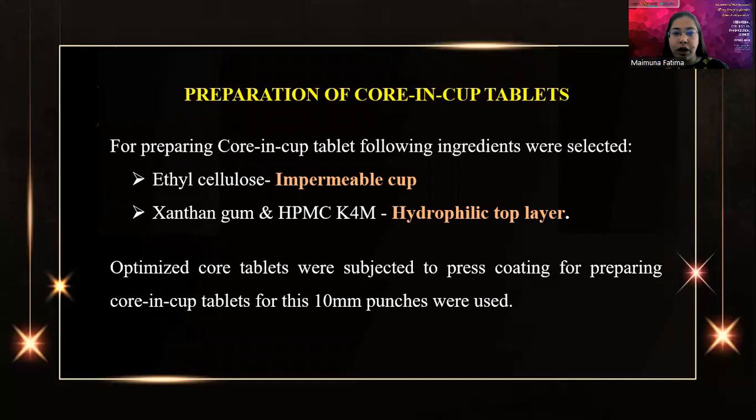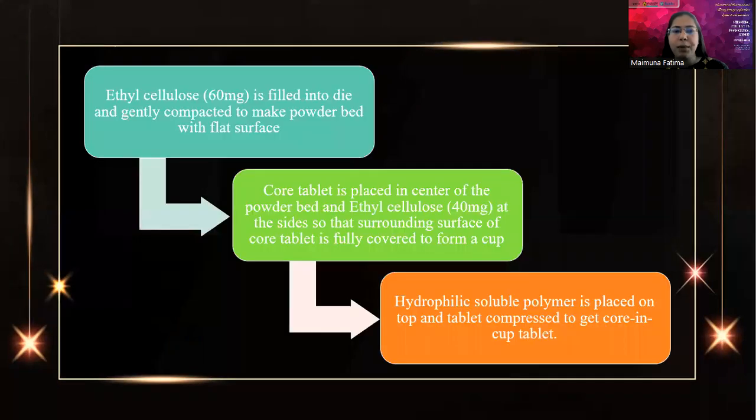Coming to the preparation of core and cup tablets, ethyl cellulose was used as an impermeable cup and xanthan gum and HPMC K4M as hydrophilic top layer. Here the optimized core tablet was subjected to press coating using the 10 punch. Basically, ethyl cellulose, that is 60 mg, was filled into the die cavity and compacted to make a powder bed. Then the core tablet was placed in the center, and around the surroundings, the remaining quantity of ethyl cellulose was added. Then on the top, hydrophilic soluble polymer is placed, and it was compressed to get core and cup tablets.